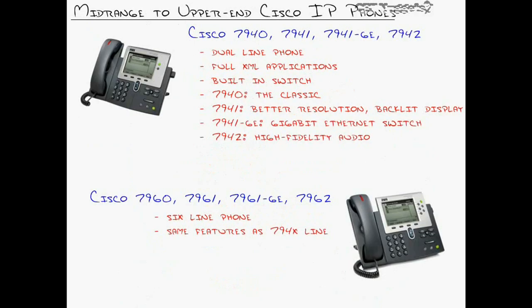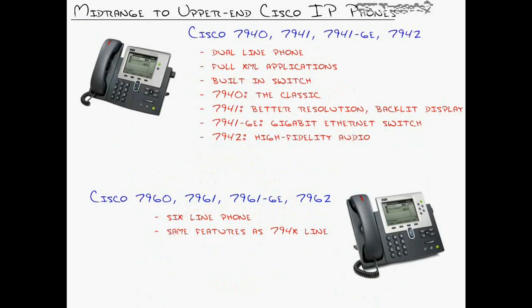We can now move into the mid-range and upper-end phones, which I would call the flagship phones of Cisco, meaning you'll probably see more of these than any other model out there. It's the Cisco 7904X or 7940 and 7960 IP phones that you see right here.